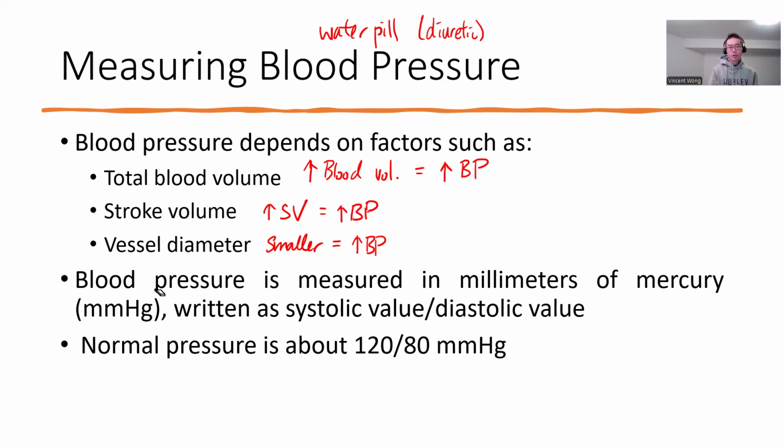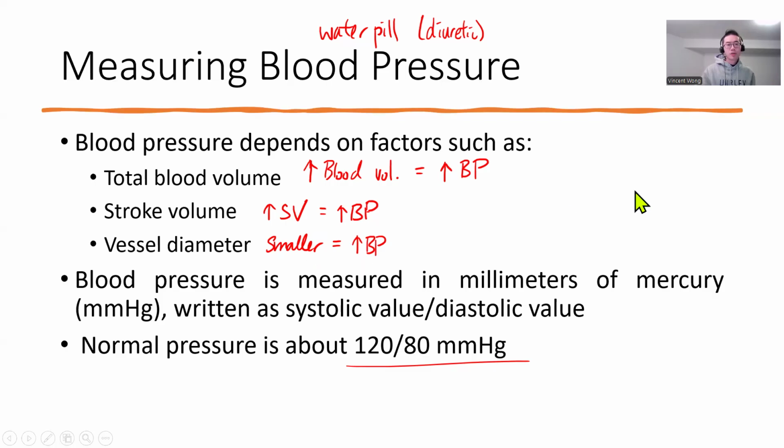I already mentioned to you, blood pressure is measured in millimeters of mercury, mmHg, and there is a systolic value that you measure when the heart contracts versus a diastolic value, the one you measure when the heart relaxes. Normal blood pressure typically is 120 over 80, but it really depends on the person. A younger person might have lower blood pressure compared to someone who's older. But this is just in general, the textbook value, if you would.